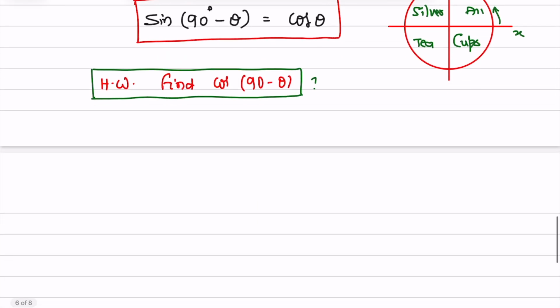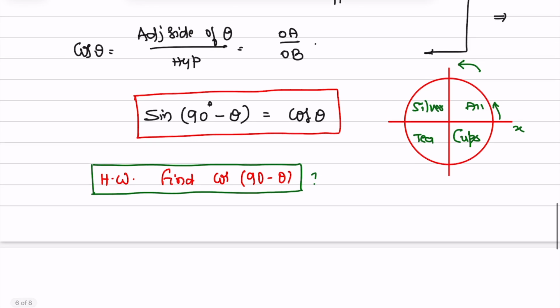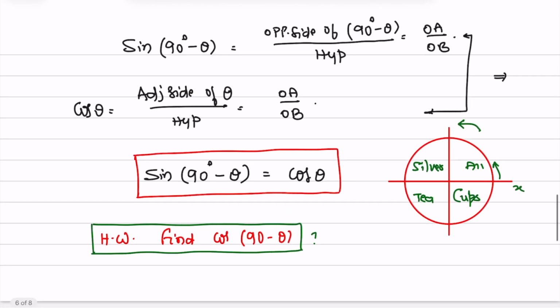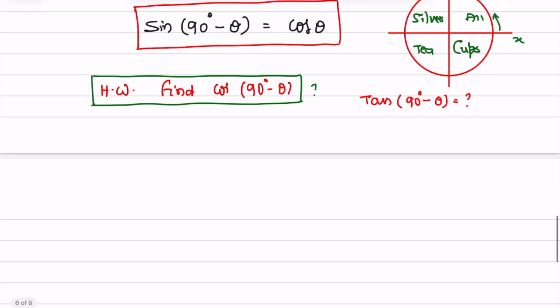Now, what will be tan 90 minus theta? You please find out. Once you have found out sin 90 minus theta and cos 90 minus theta, then you find out tan 90 minus theta is equal to how much? This is your homework. Mathematics can be understood only by doing the homeworks. You have to do mathematics.